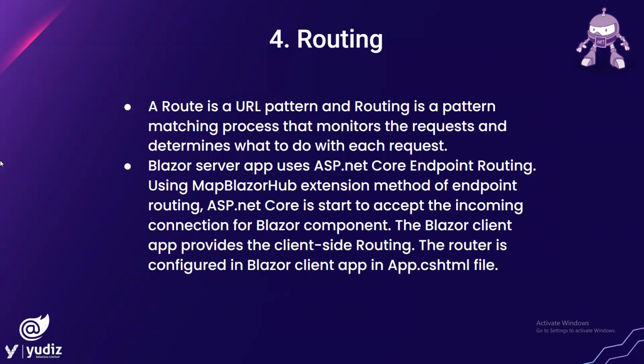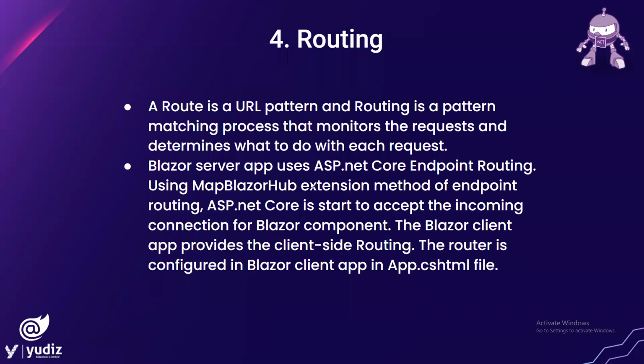Now routing. Routing is the most important part of Blazor. A route is a URL pattern and routing is the pattern matching process that monitors the request and determines what to do with each request. So routing is the URL pattern and that monitors the request. Blazor server app uses ASP.NET Core endpoint routing using the MapBlazorHub extension method of endpoint routing. ASP.NET Core starts to accept the incoming connection for Blazor components.